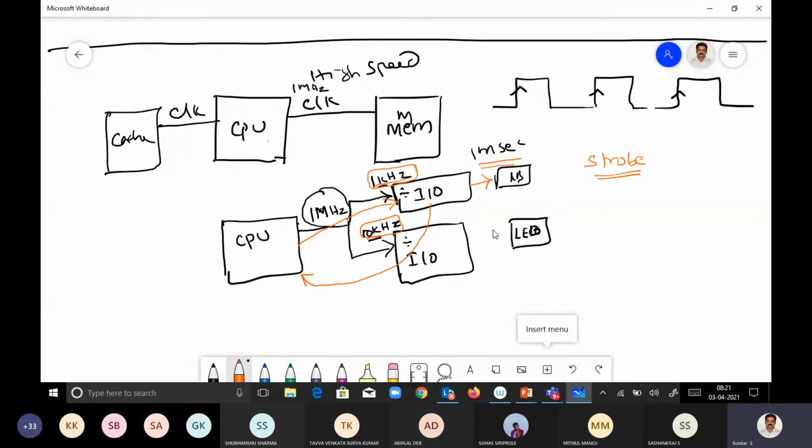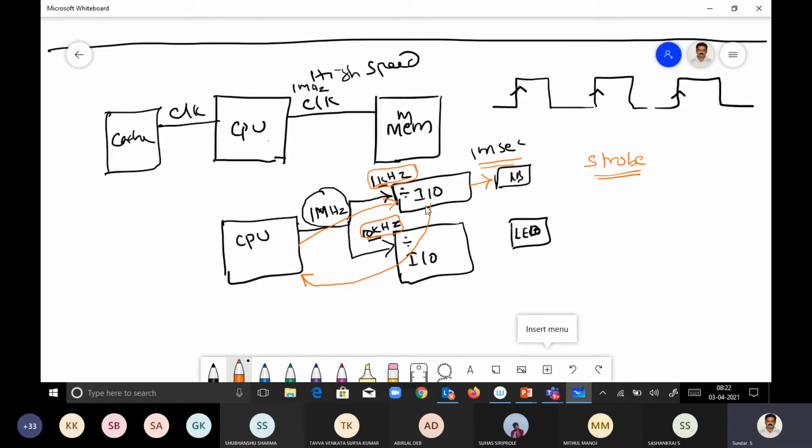Okay, in other sense, for you to understand this way also you can take. Let us take this is 1 millisecond, right? So for every 1 millisecond, CPU will send a data to this IO. The understanding is this device can accept that data. So after every 1 millisecond, it will send a data. This is what is happening in strobe.